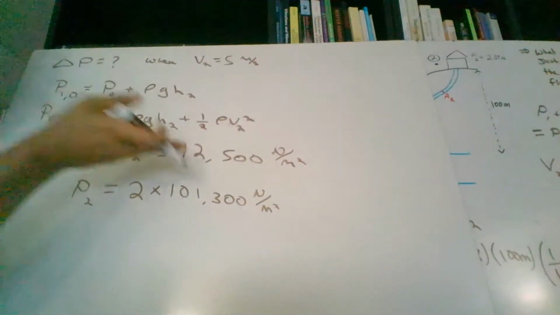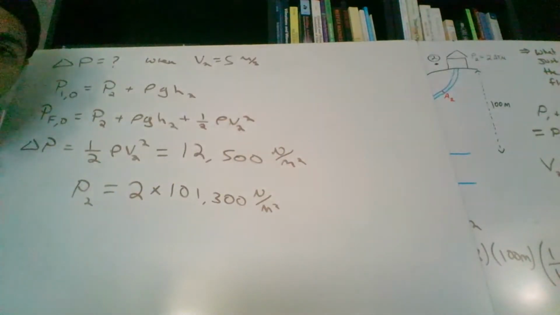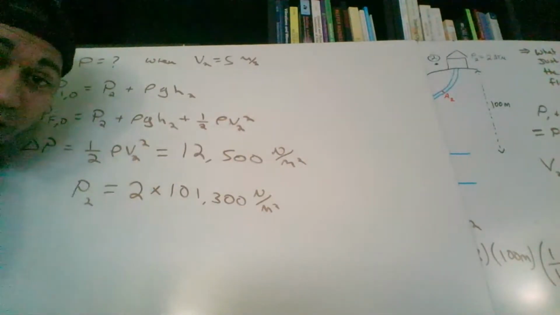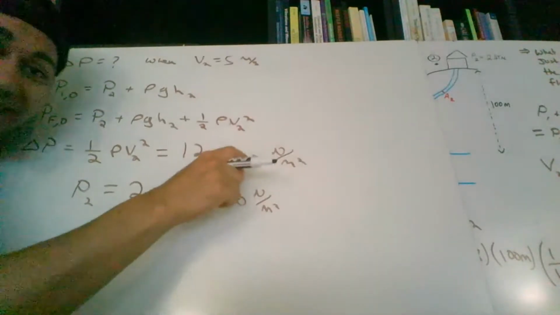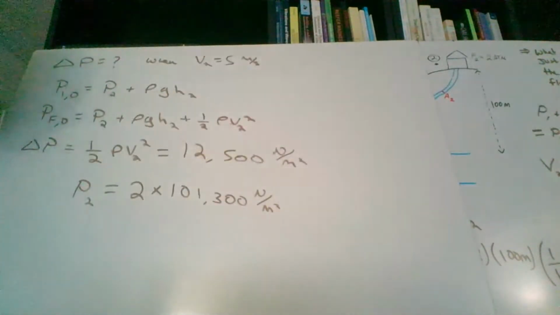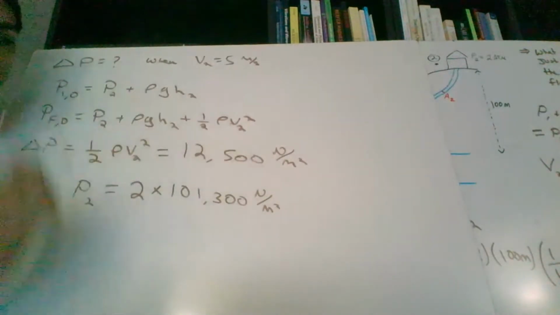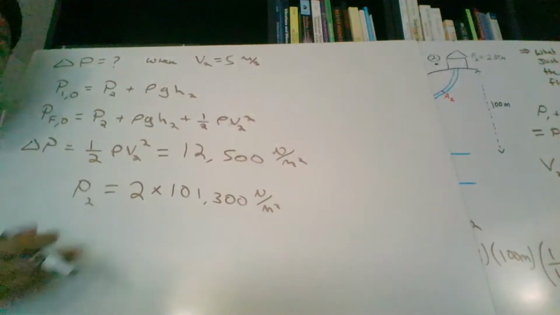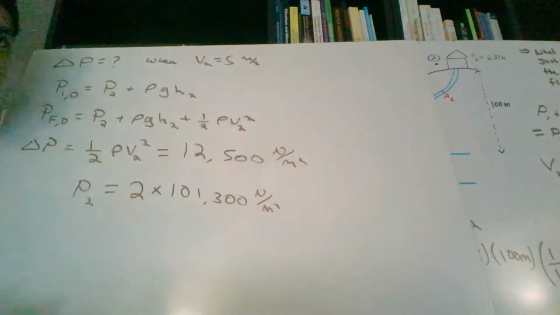So you would need a drop of this much for water to flow. But that's still okay, because this number is still significantly smaller than the atmospheric pressure that's up at that height. So even if you were to lose that much, you would still have enough pressure for water to flow through there. Okay? So that was question 2.